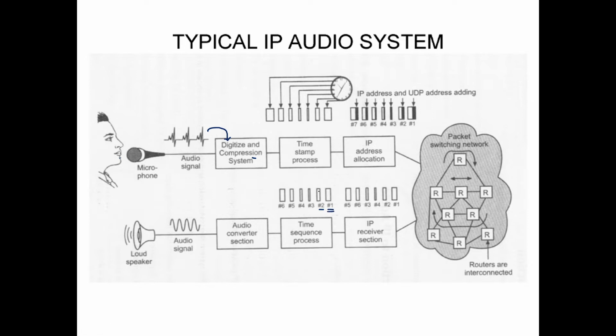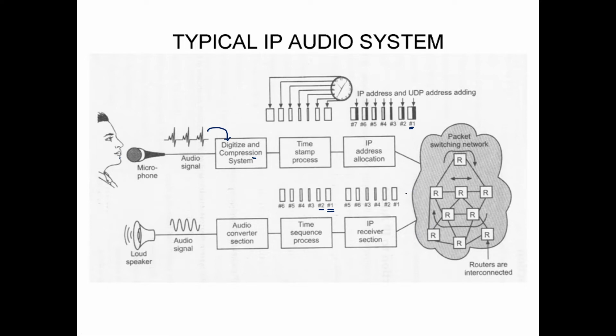So it's very important. Then IP address allocation, so where I need to transmit my first packet, second packet, third packet. Now this is actually a packet switching network, which is interconnected through routers. So the routers are interconnected, and you have several routers there. As I have already explained, I don't know which route my packet will follow.